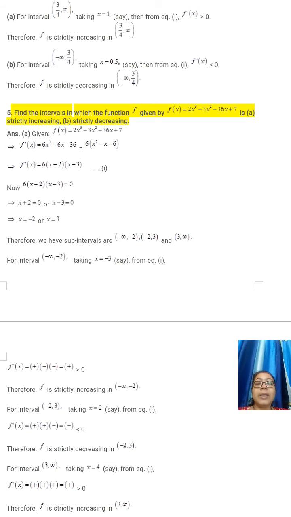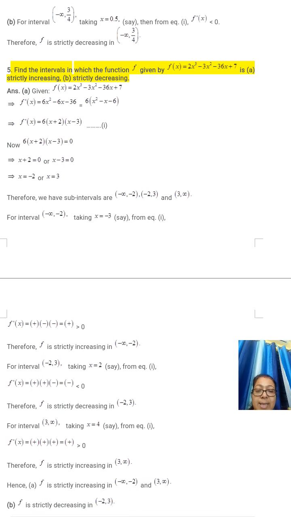Now consider the interval -2 to 3. If we consider x = 2, then we have 6 into 4 into -1. 6 fours are 24, into -1, so it is coming negative. That means f'(x) is less than 0, so f(x) is decreasing, strictly decreasing.